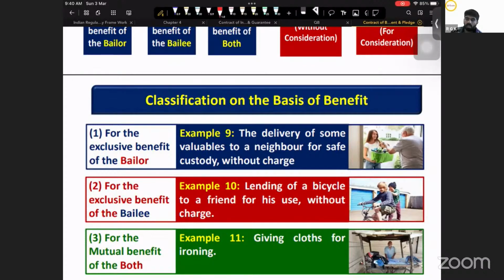Now what you are doing is you are bailing out your goods. It is not for the benefit of your friend. It is for the exclusive benefit of you, the owner of the goods. This is called as exclusive benefit of the bailor.